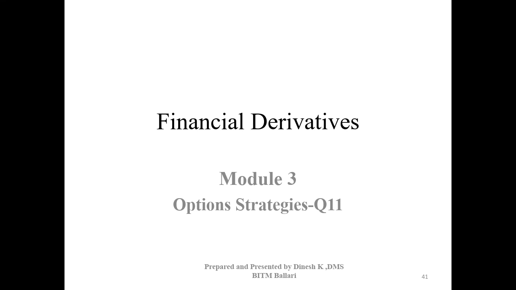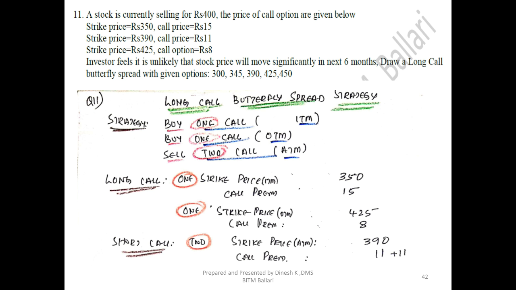So we'll be discussing question number 11. Question 11 is about the long call butterfly spread strategy, right? In this we'll be taking different options, not two, we are taking three different positions.